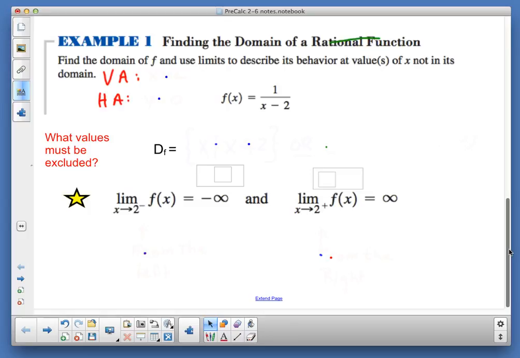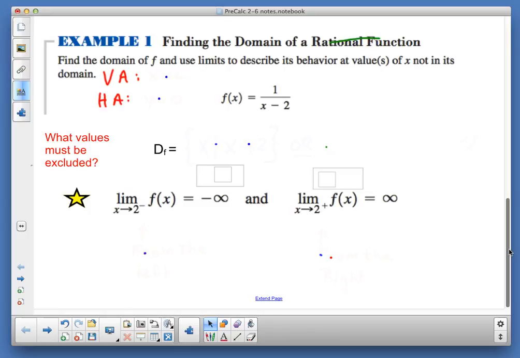We're supposed to find the domain of a rational function. Find the domain of f and use limits to describe its behavior at values of x not in its domain. Now, that's different than the end behavior we've been working on. So we've talked about end behavior, what happens as it approaches infinity and negative infinity. These are what it is doing on either side of your vertical asymptote.